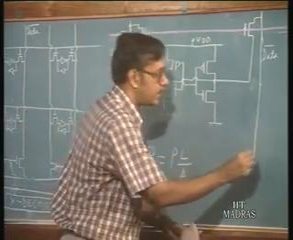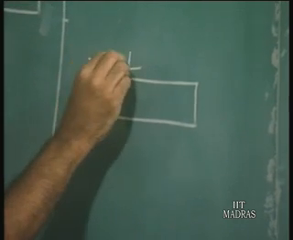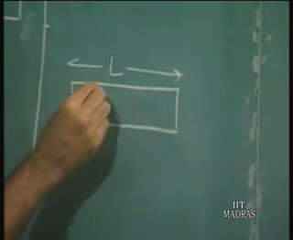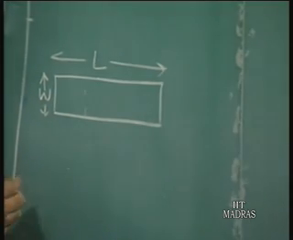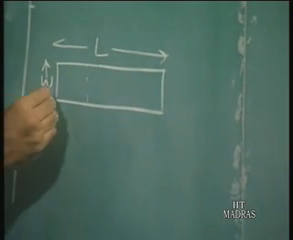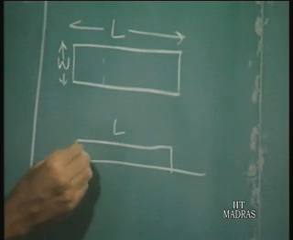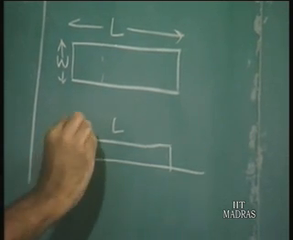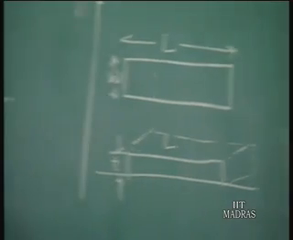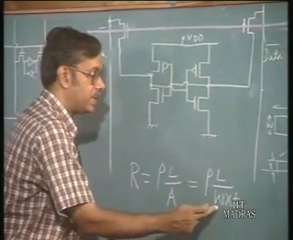Now, if you look at the top view of a line, say this is the top view, this is the length of the line, and if this line has a width of W, and if this is made of a sheet of material of thickness say T, so if you take the cross sectional view, this is L, this is the thickness T, and this may be the width W. So the resistance can be given as rho L divided by W into T. Now this is the length, this is the width of the line, and this is the thickness.